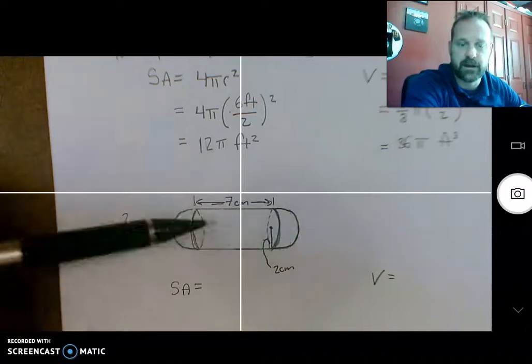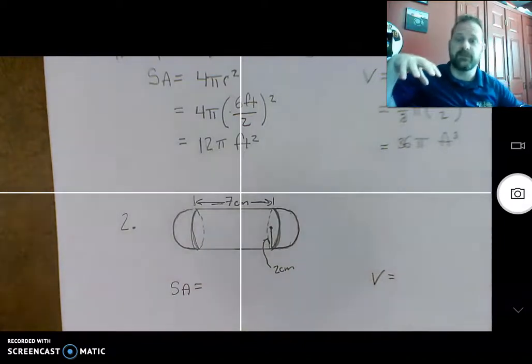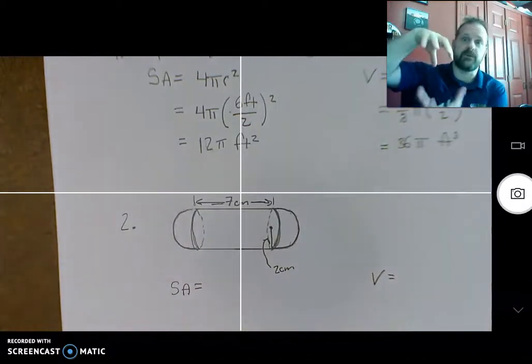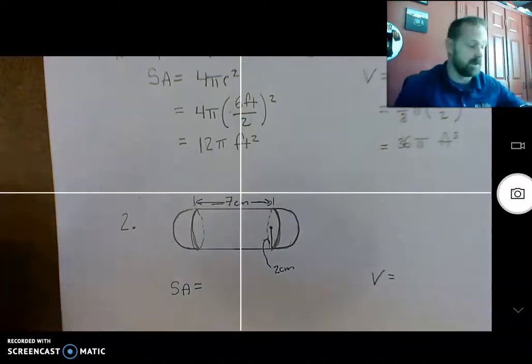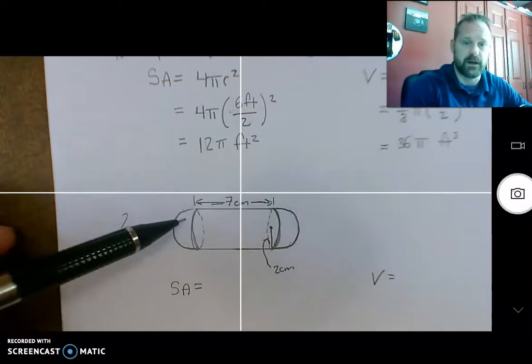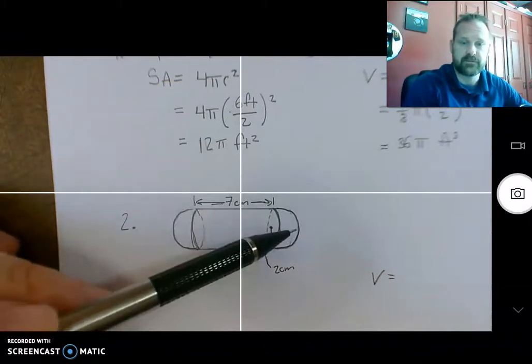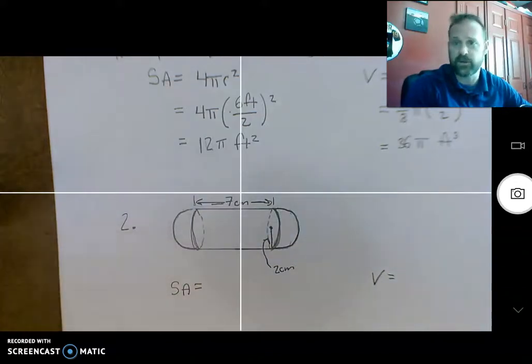Hopefully you can see that we live in the northern hemisphere. If we take the whole northern hemisphere and put it together with the southern hemisphere, we have a whole sphere. All right. So these are going to be congruent, and so we have a cylinder and two hemispheres. So two hemispheres equals a whole sphere.